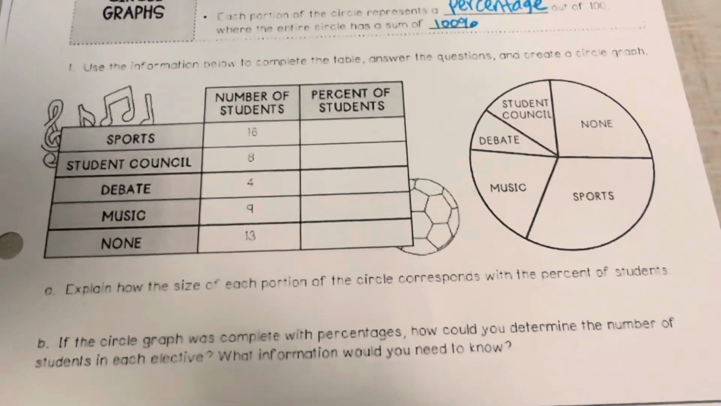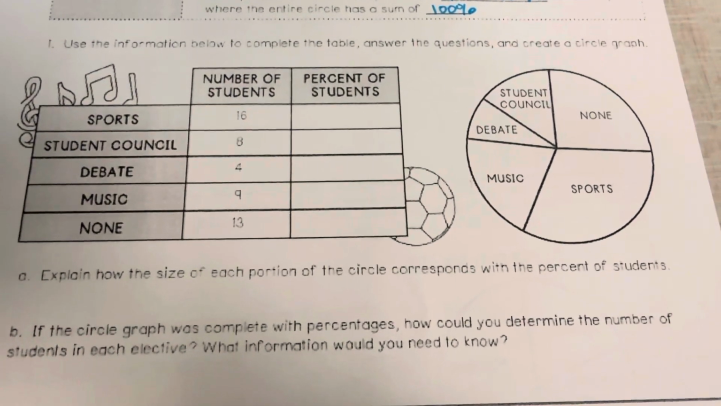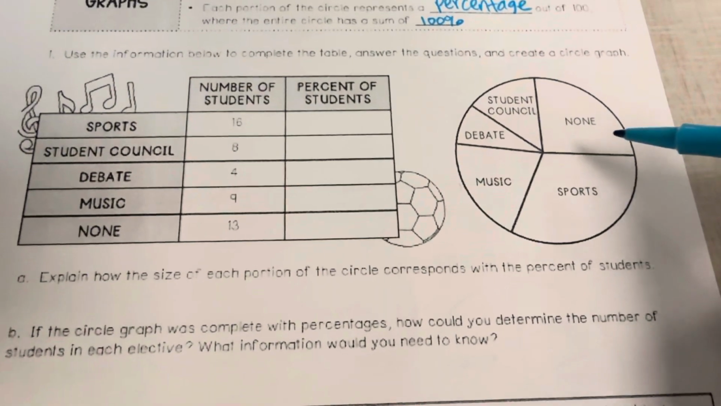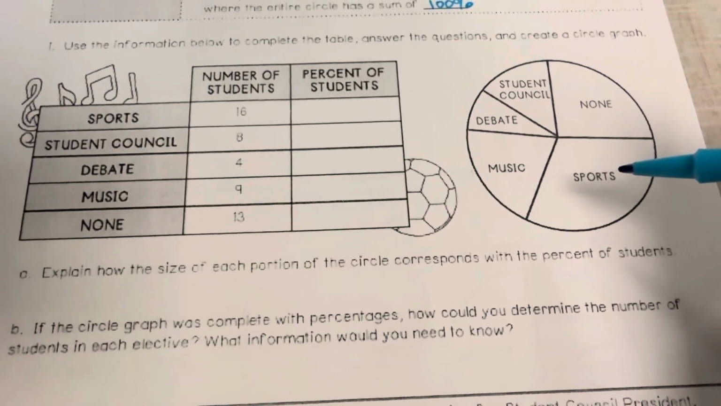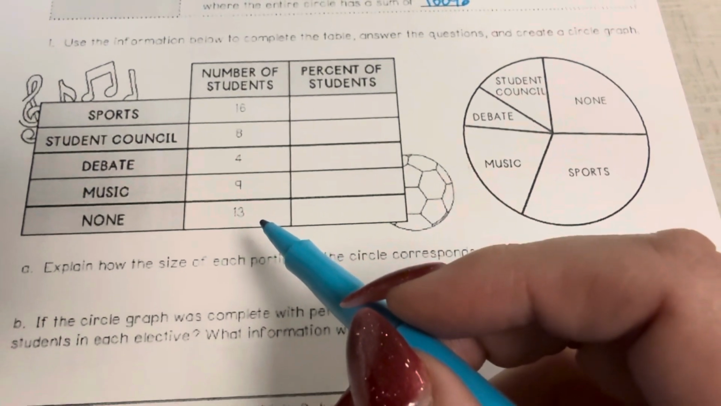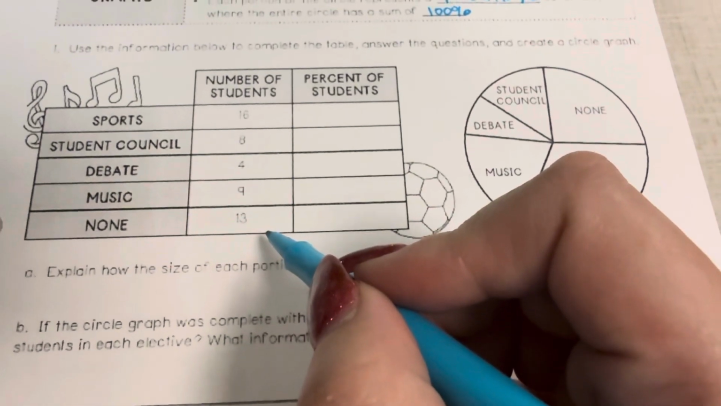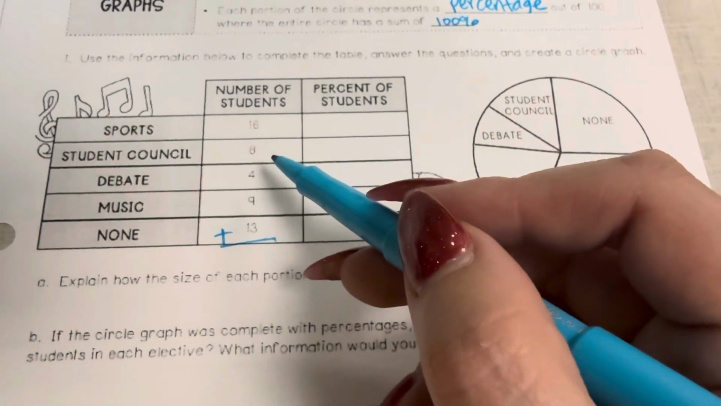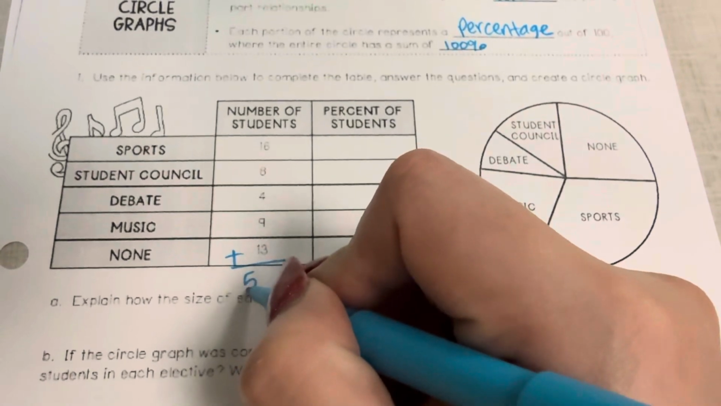Okay, so the next section says to use the information below to complete the table, answer questions, and then look at the circle graph. So this is an example of a circle graph. It's kind of similar to a bar graph where it's broken down into categories, but each category is assigned a percentage. Now, the percentages are missing out of this one because they're asking you to find them here. So we have the number of students that are in each category. So we need to add those and get a total, like always. So 16 for sports, 8 student council, 4 debate, 9 music, 13 none makes 50 total.